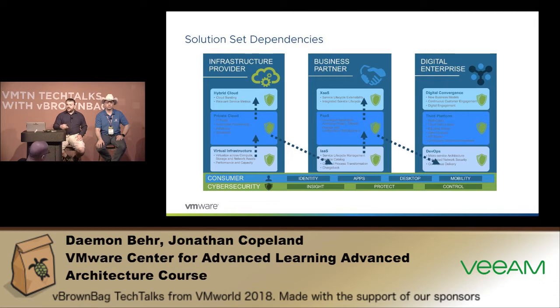So for instance, with the infrastructure provider, first you need to ensure that you have virtualized everything. Then you've created a private cloud environment. Once you hit that level, then you can provide infrastructure as a service. But if you haven't reached a certain level of maturity as an infrastructure provider, you cannot advance to that next level of business partner or to support digital enterprise.